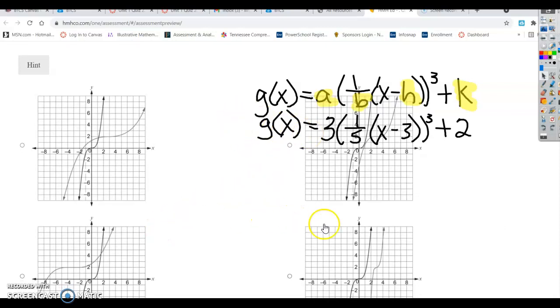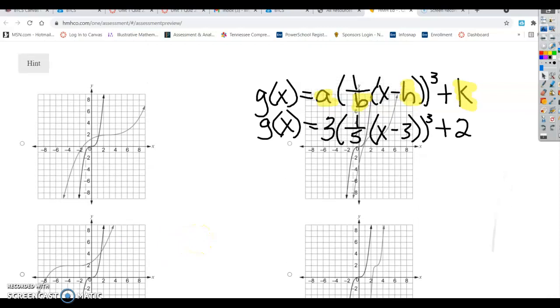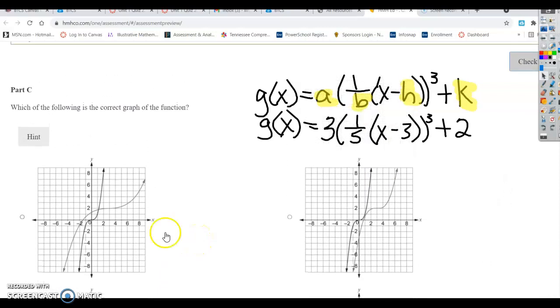These are kind of harder to see. You can see this one has not done much of anything except shift horizontally and vertically. So I'm going to say we can eliminate this one, and we've already eliminated the other one. Basically we have two graphs here that we're going to try to see which one looks like the transformation. This one looks like it has been translated a little bit horizontally, not so much vertically.